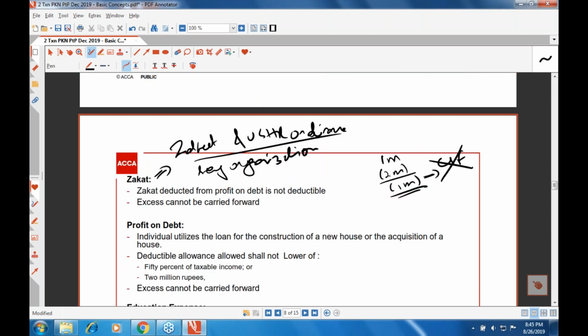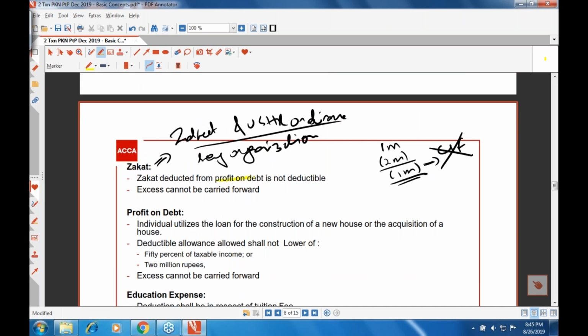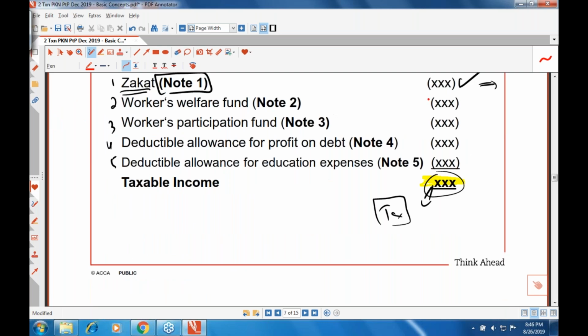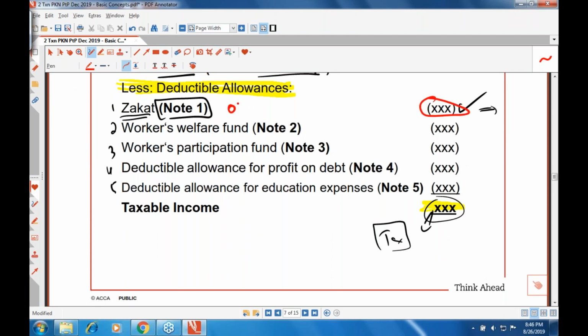Now, there is a small concept that I need to explain to you, which is the concept of profit on debt. Profit on debt actually means interest. If you get interest income from any bank, or any non-financial institution pays you interest, usually zakat is deducted on that interest. Such zakat reduces your interest income but is not deductible here. So the zakat which is deductible here is other than zakat deducted on interest income.